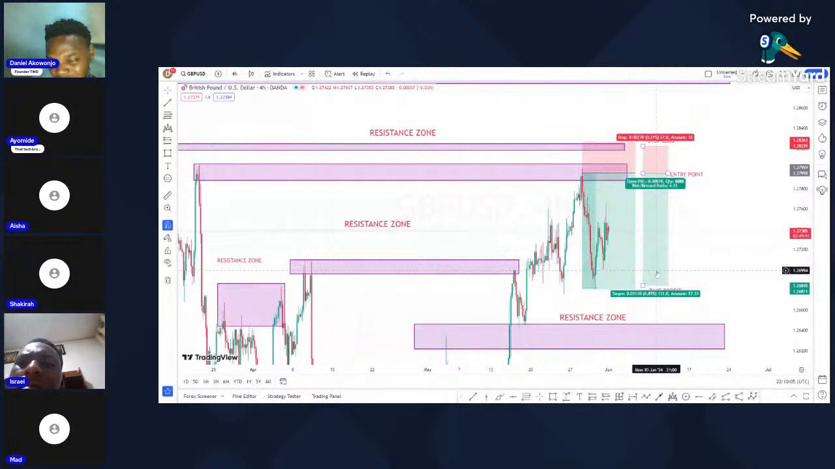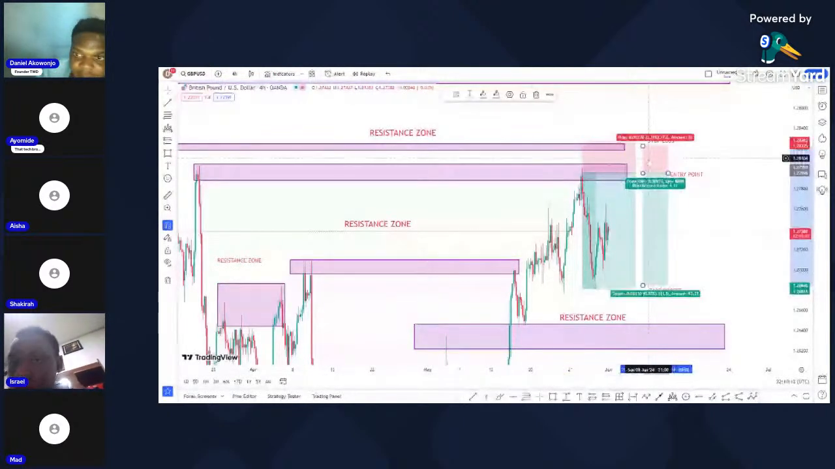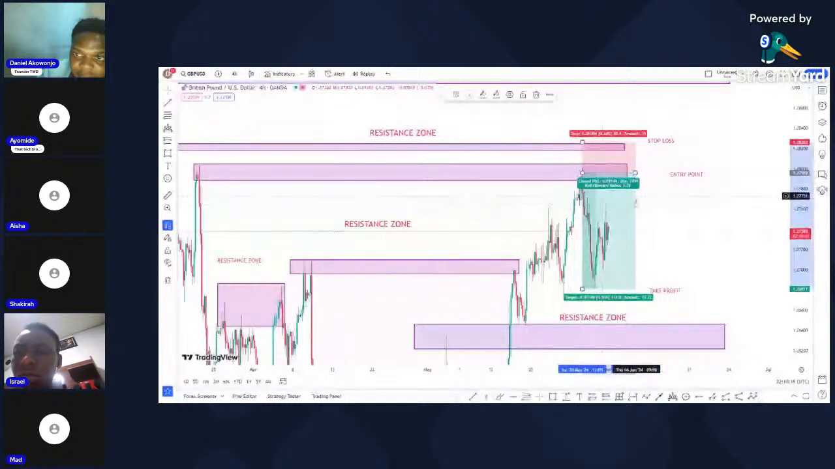Let me delete this. So now you've joined this on your TradingView. You cannot do this on MT5. You can only do it on TradingView.